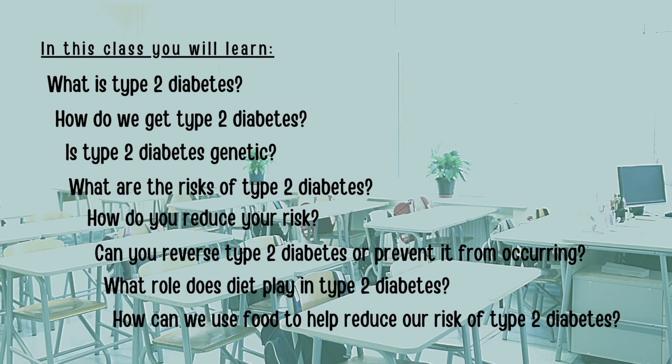In this class, you will learn what is type 2 diabetes and how do we get it? Is it genetic, and what are the risks? How do you reduce your risk? Can you reverse type 2 diabetes or prevent it from occurring? What role does diet play, and how can we use food to help reduce our risk of type 2 diabetes?